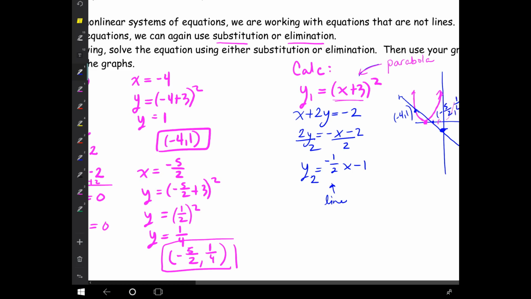But a lot of you grabbed your calculator already, so we'll just confirm that on the calculator. So we have quantity x plus 3 squared and negative 1/2 x minus 1. And when we graph that, we can see the same thing.